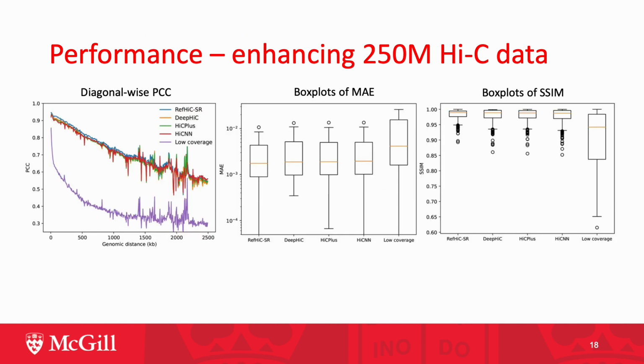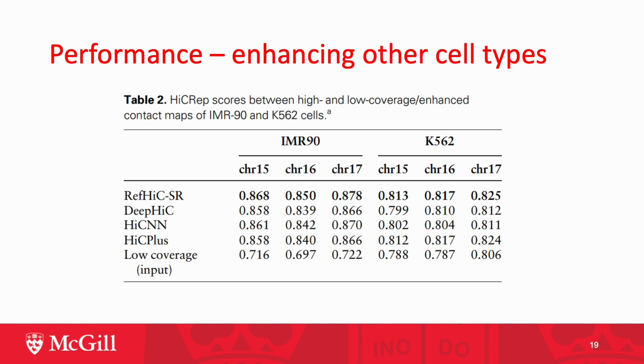In addition, we computed the diagonal-wise Pearson correlation coefficient and SSIM between the enhanced contact map and the full coverage contact map. All confirm that all enhanced contact maps are very similar to the full coverage Hi-C contact maps, with a slight advantage observed on RegSys SR enhanced contact maps. All contact map enhancement tools are trained and evaluated on Hi-C data for the GM12878 cell line. Here we evaluate how the trained model performs on unseen data of other cell types.